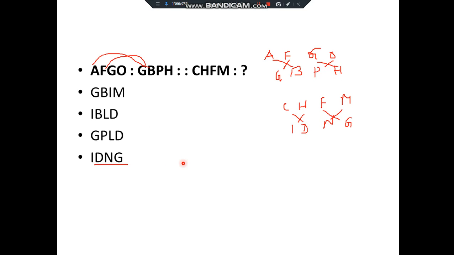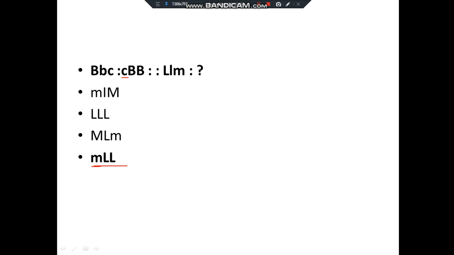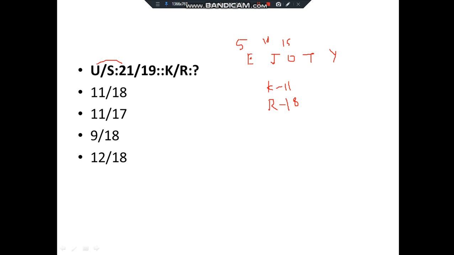Okay. See, in this question, this type of question, second part C, first letter should be small, then 2 capital letters. From that itself, only option 4 is left. So choose that. See here, U and S is 21 by 19. So K and R is how much? U's value is 21, place value. Similarly, S is 19. So K's value is 11 and R's value is 18. So 11 by 18 is the answer.